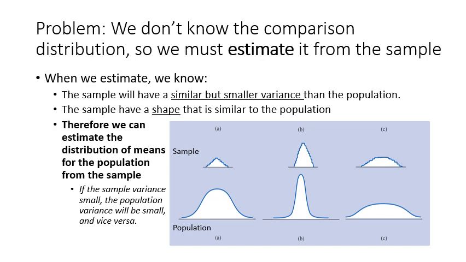So we can estimate the distribution of means for the population from the sample. If the sample variance is small, the population variance will be small, and vice versa.